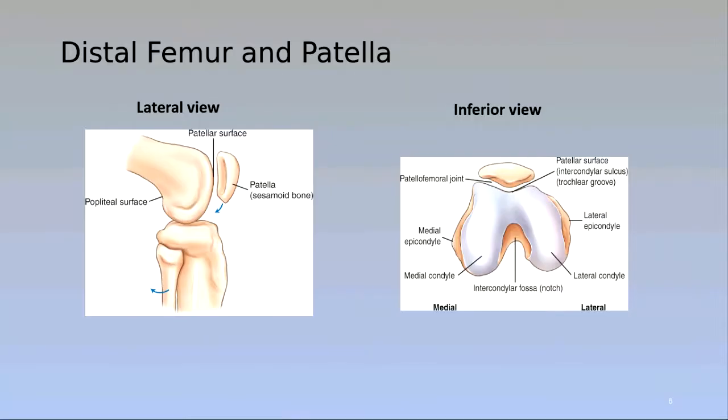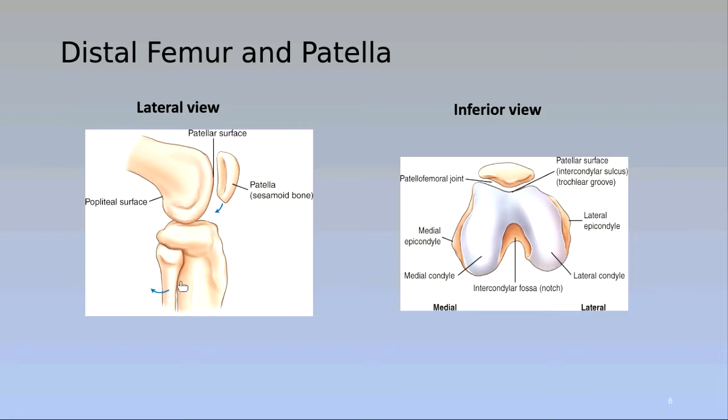Now, when we actually look at the distal femur and the patella, where it's actually showing you an inferior view and a lateral view of the knee, these can be found on page 220. They're referencing that this is the popliteal surface. You've got the patella sitting here, the surface, the patellar surface of the femur, and this is actually the fibula.